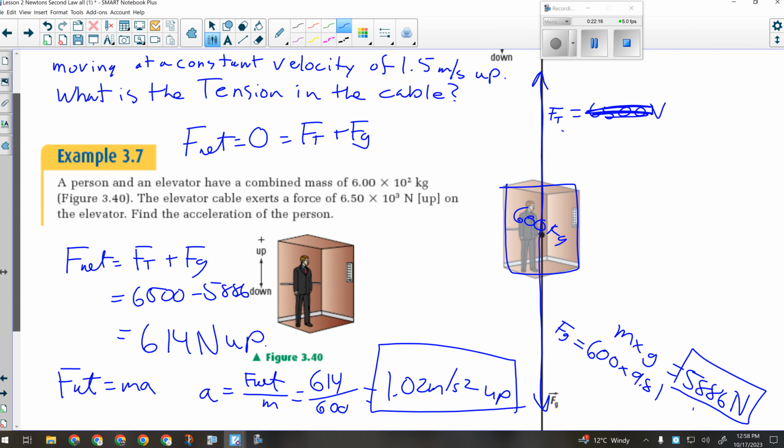All right, everyone can understand how that might work? Key words in any Newton's second law problem are constant velocity. You see those words, you are dealing with a situation where the net force is 0, the acceleration is 0, and all the forces balance each other out.